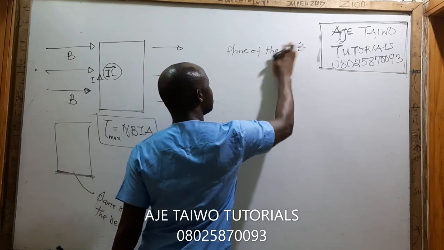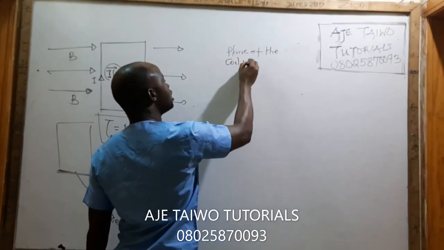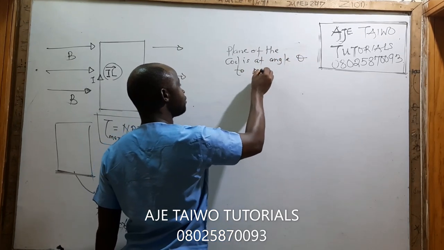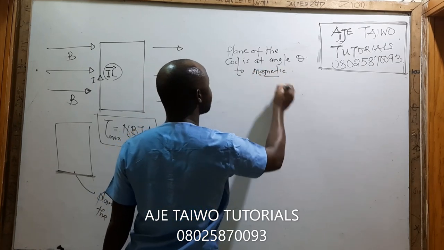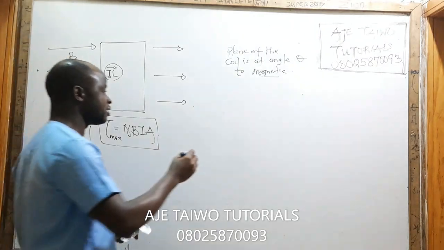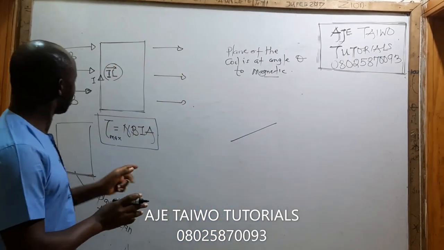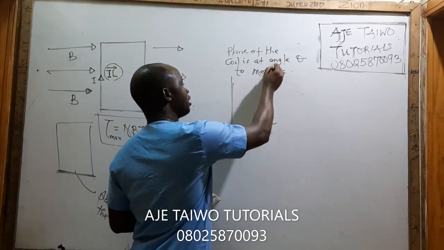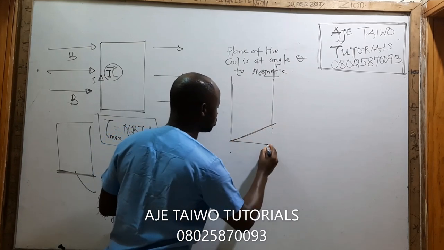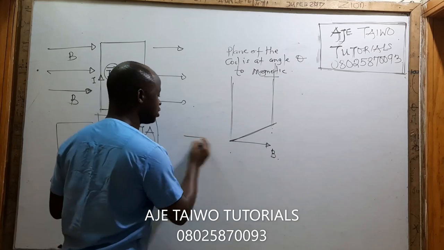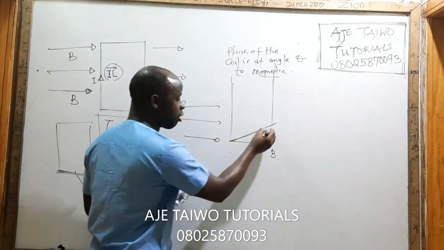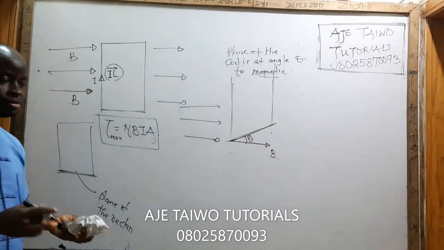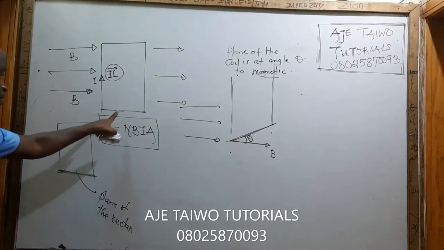Now, the second part. If the plane of the coil is at angle theta to your magnetic field, watch that second part. This is the rectangular coil. This is your magnetic field, always horizontal. The plane of the conductor is now making angle theta to the magnetic field. Take note of that.